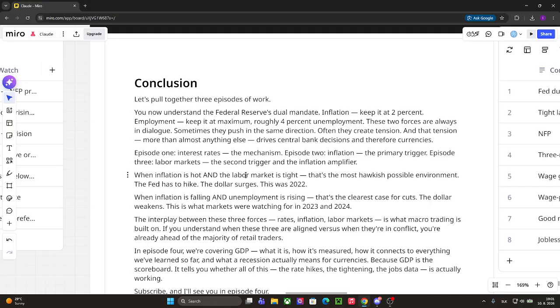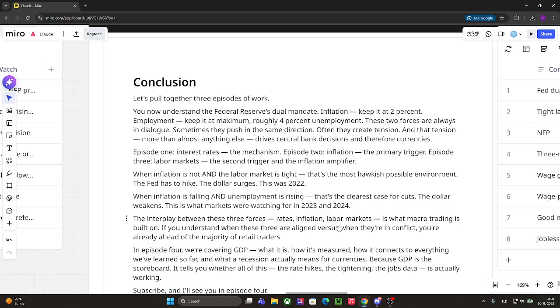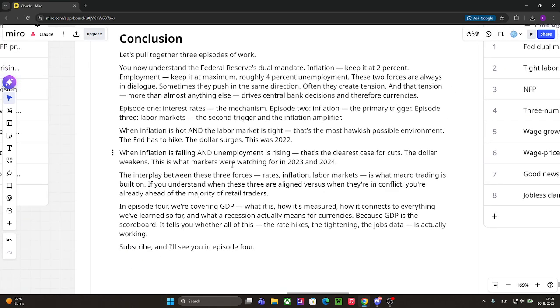Episode 1, interest rates, the mechanism. Episode 2, inflation, the primary trigger. Episode 3, labor markets, the second trigger and the inflation amplifier. When inflation is hot and the labor market is tight, that's the most hawkish possible environment. The Fed has to hike. The dollar surges. This was 2022. When inflation is falling and unemployment is rising, that's the clearest case for cuts. The dollar weakens, and this is what markets were watching for in 2023 and 2024.